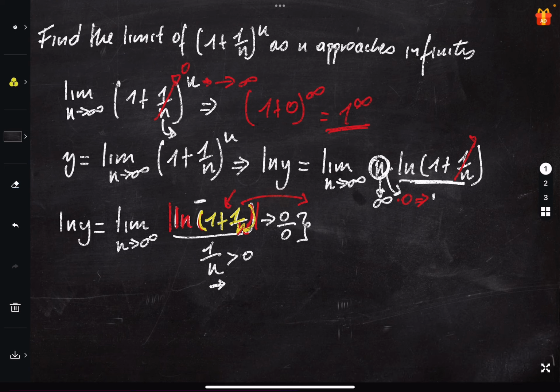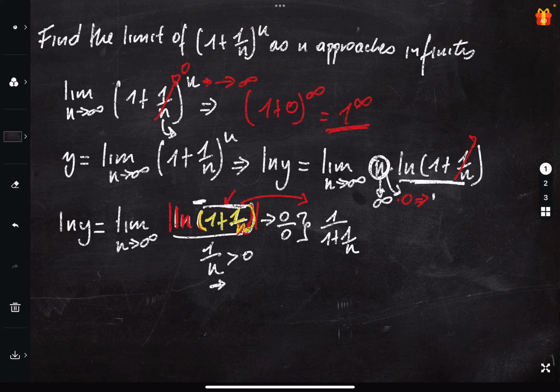So here, what I'm going to do is take the chain rule of this top one. The derivative of natural log is 1 over whatever is inside of the parentheses. So I end up with 1 over 1 plus 1 over n. Amazing, right?